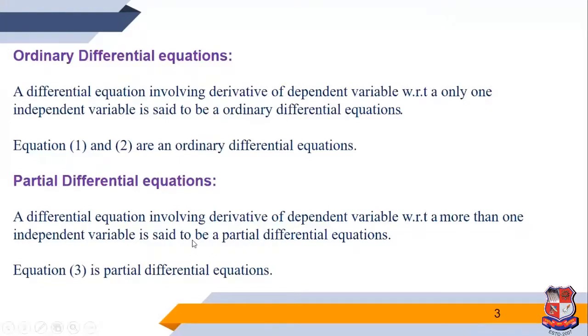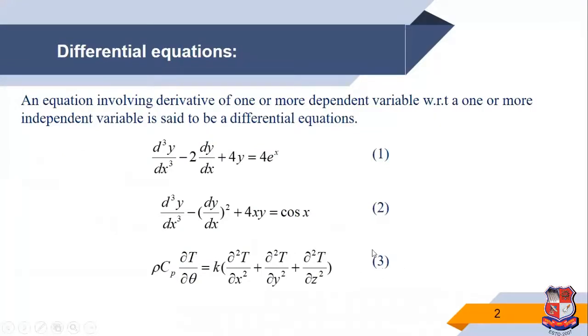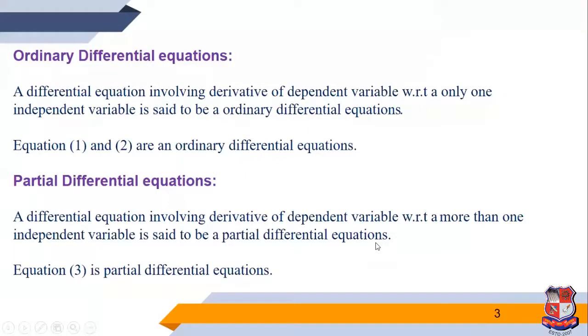So in the previous slide we discussed equation number 3, where t is a dependent variable but theta, x, y, z are all independent variables, and here the independent variables are more than one. Therefore equation 3 is a PDE. So 1 and 2 are ODE and equation 3 is a PDE. So this is the basic definition of ODE and PDE.